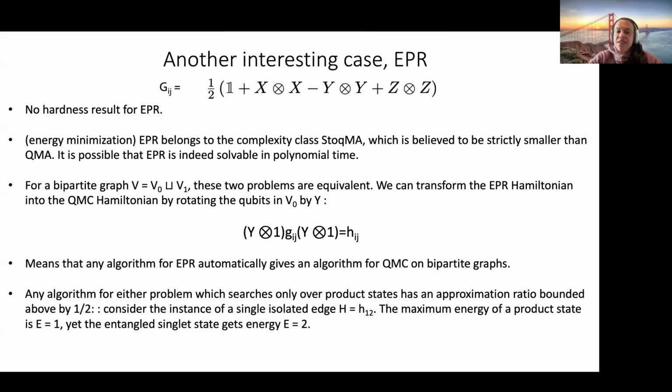Also note that any algorithm for either of those two Hamiltonians that searches only over product states cannot be better than a half approximation. Why? Consider an instance that's just an isolated edge. The maximum energy of a product state is 1, yet the entangled singlet state, meaning the Bell state, gives energy 2. So already at the edge, if I restrict myself to only finding product state approximations, a half is my bound. I cannot do better than a half. So it's kind of like doomed from the beginning, but product states are easy to describe. So we still have a lot of focus on product states. And yeah, there's a matching algorithm for quantum max cut for a half.